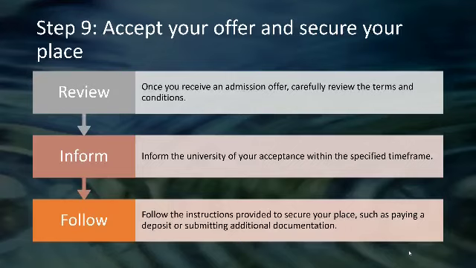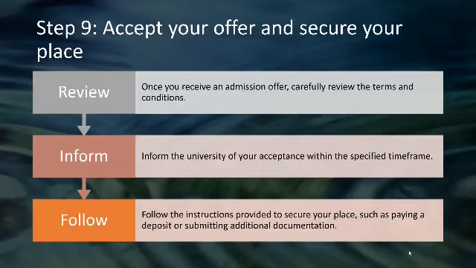Once you have received an admission offer, carefully review the terms and conditions so that you are not just taking anything. Inform the university of your acceptance within the specified time frame. Or if you want to reject, or defer, you can defer for free. You don't have to pay anything. I think most universities will give you 2 years. You can defer it to next year again.